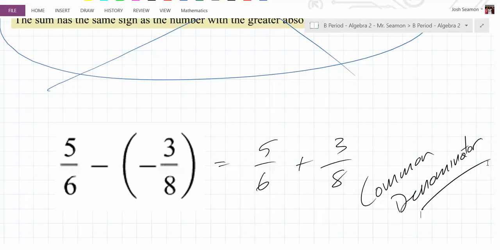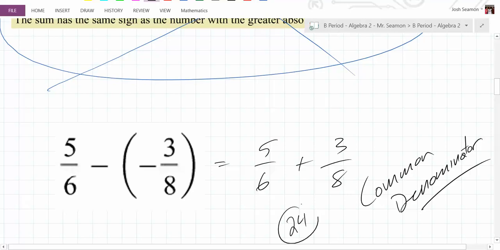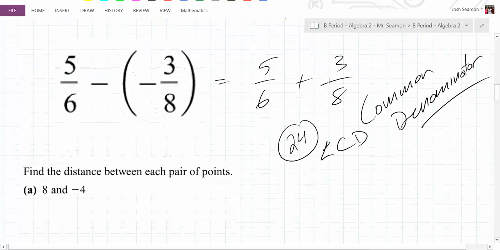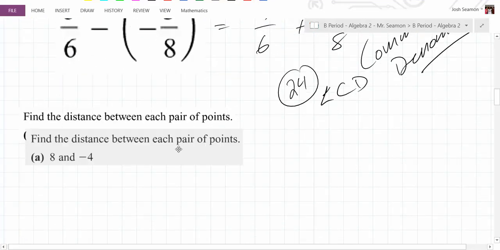A common denominator. You have to have a common denominator no matter what. In this case, 24 is your LCD, least common denominator, I think is what you generally see. That's nice. What about the distance between points?